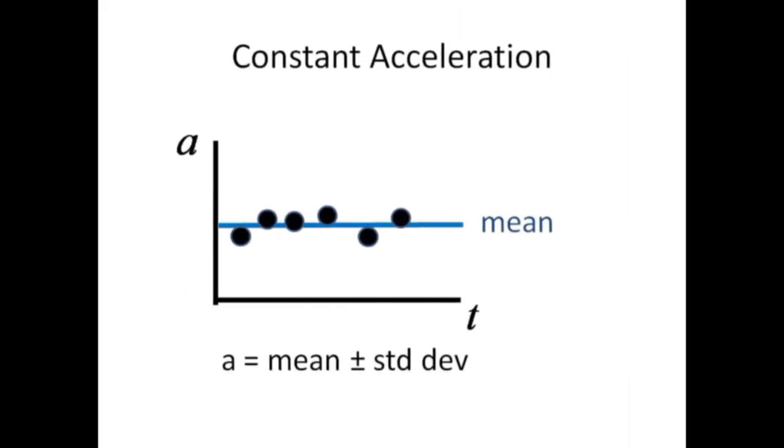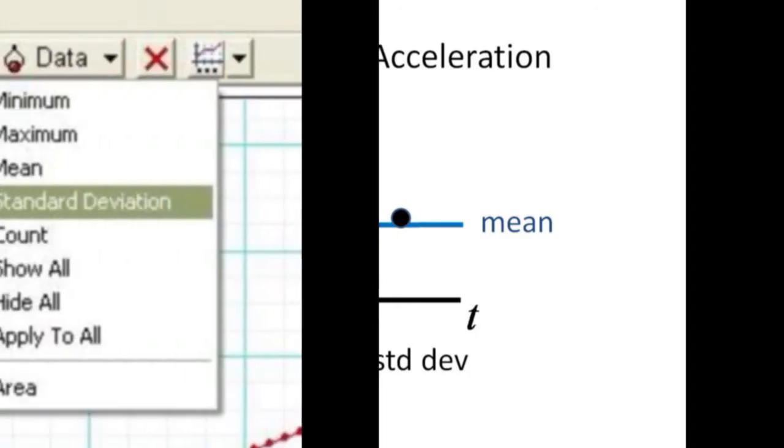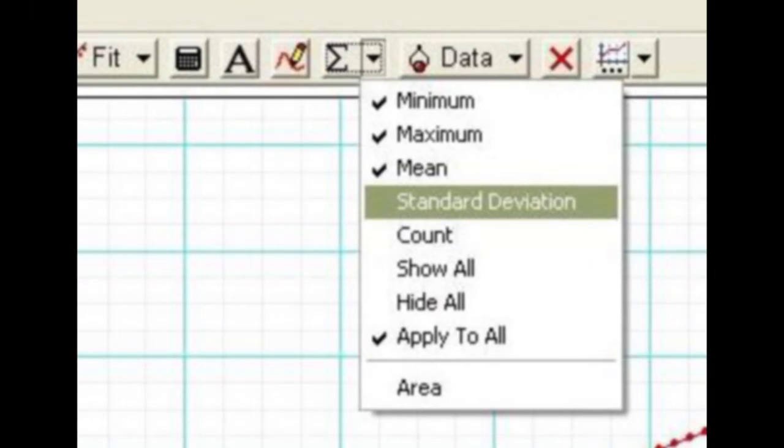Let's consider the acceleration versus time. Here we expect a flat line and wish to measure the mean value and the standard deviation to approximate the error. This mean value of acceleration may be compared with the frictionless prediction of g sine theta. Do you expect your actual measurement of acceleration to be greater than or less than the theoretical prediction of g sine theta? Click on the statistics icon. It looks like the Greek letter sigma, and check mean and standard deviation.